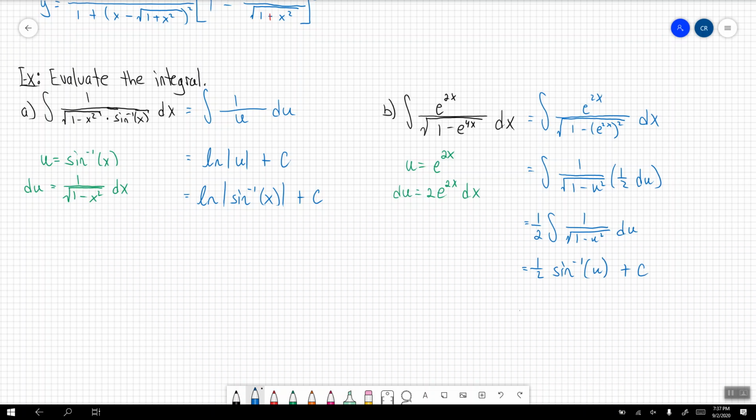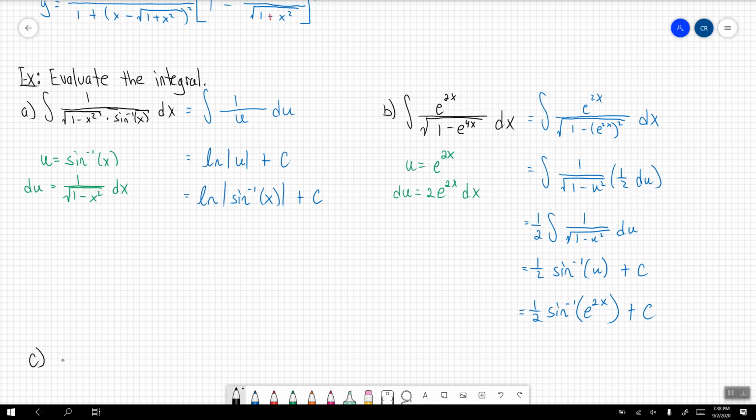But what was u? U is e to the power of 2x. And thus, we're left with the final answer of 1/2 multiplied by sine inverse of e to the power of 2x and then plus c. Great, great, great. So it's looking pretty good so far. Let's see if we can take it up a notch.